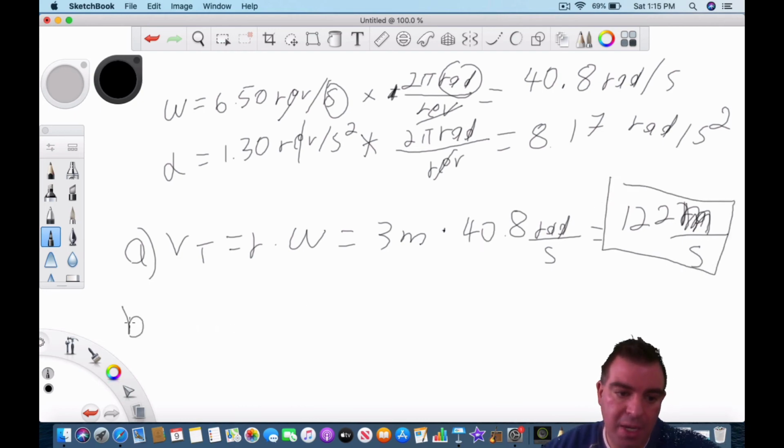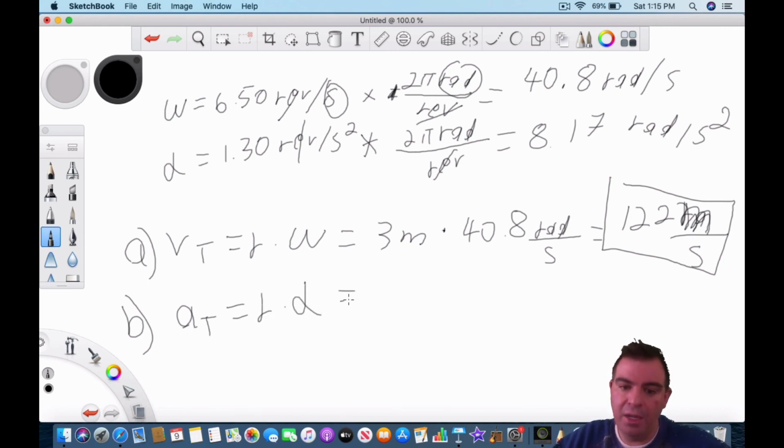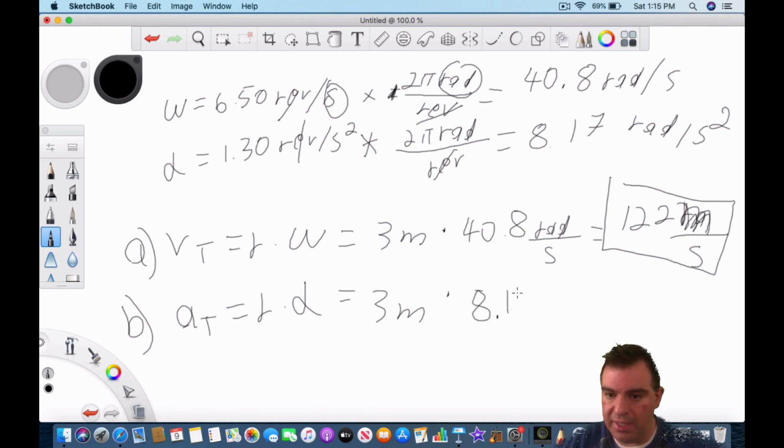Now for part B, they're asking us to find the tangential acceleration. Again, the same exact formula: R times the angular acceleration. The radius again was 3 meters, and we multiply it by the angular acceleration, 8.17 rad per second squared. Once we multiply these two, it's about 24.5 meters per second squared.